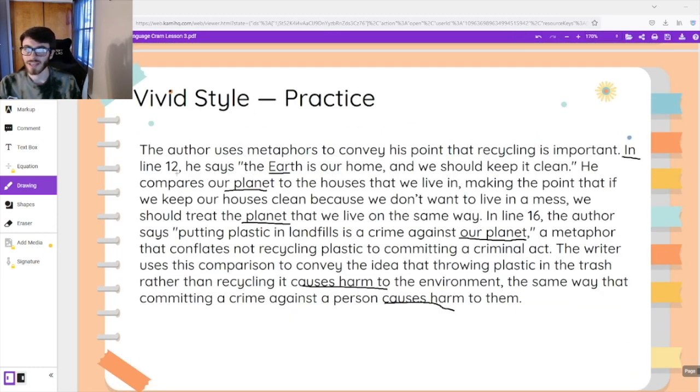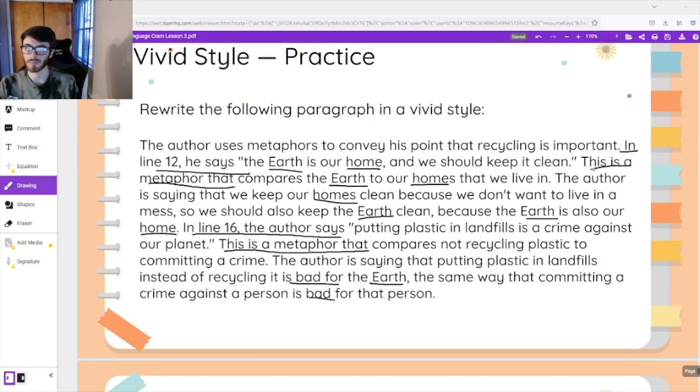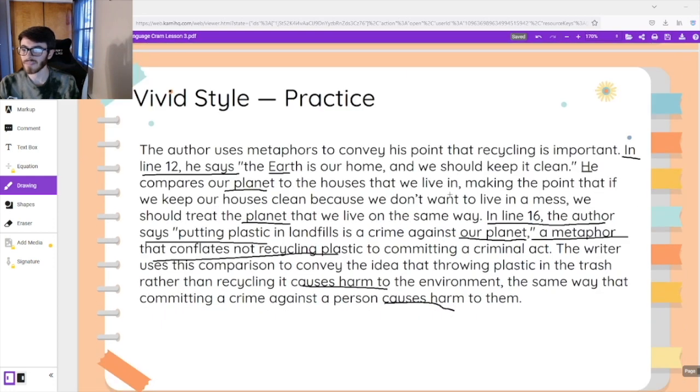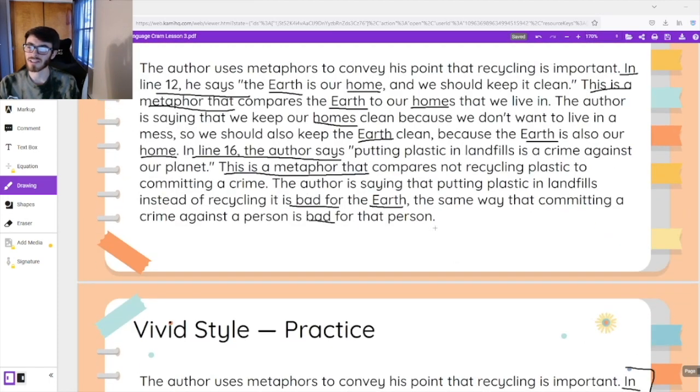The sentence structure as well. In line 12, he says, I missed that one. In line 16, the author says, could have switched that one up, right? In line 12, he says this, and the next time around, I could have said, the author also says this in line 16, right? And then I could have gone into this, but I did change the other part, right? He compares our planet, and then we have a metaphor that conflates not recycling. That's switched up, where in here it's the same. This is a metaphor that, this is a metaphor that. So actually, now that I'm looking through this, not perfect. You might have even done better than I did here, but I fixed a lot of the issues, right?